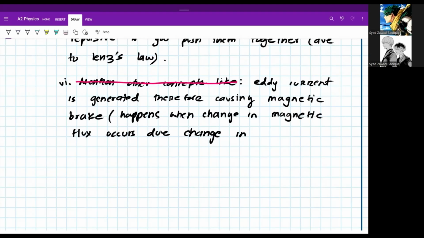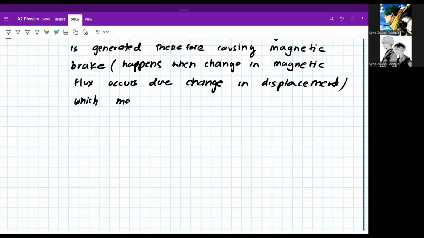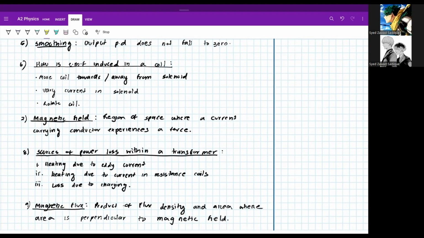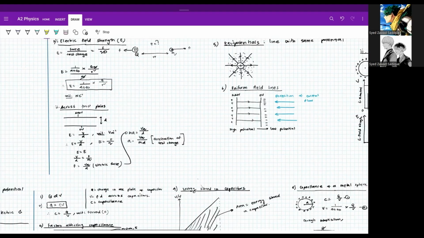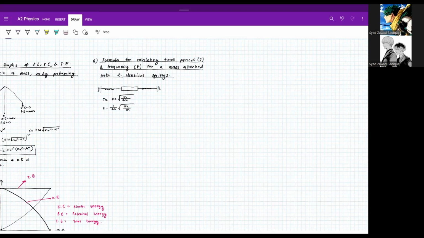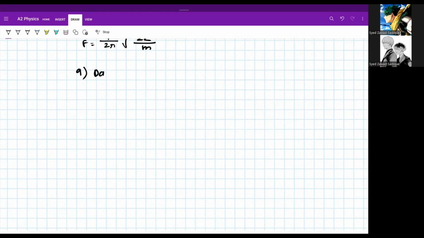Okay, there is one more point that I'd like to mention. Oh, by the way, hold on. I won't end the bullet point here. So continuing from this, therefore causing magnetic break, which makes oscillations damped. Now, this is a concept that I forgot to mention, but I will right now. This is actually in a simple harmonic motion chapter. So we have something called number 9. This is damping.